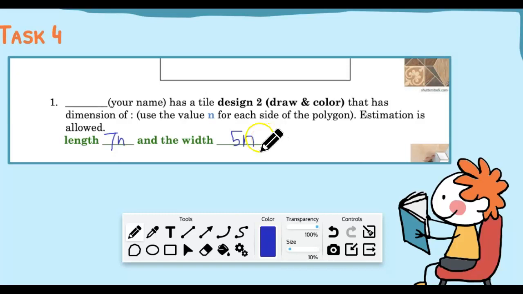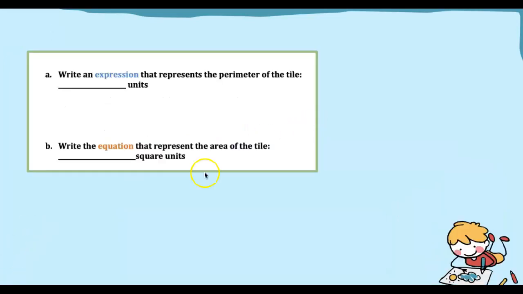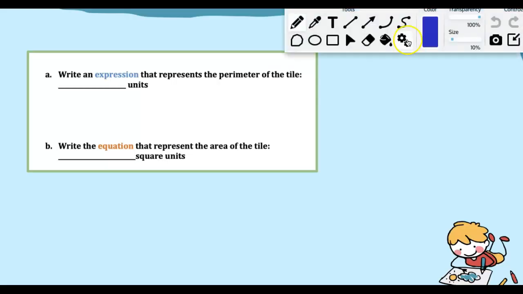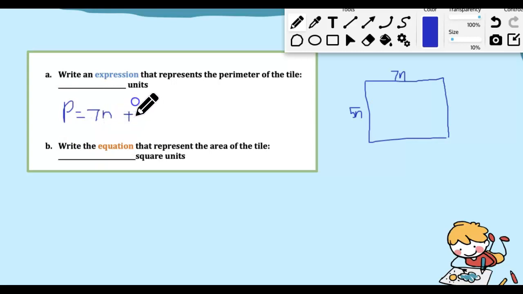Okay, let's look at question number 2. So in this case, we have a 7n and 5n, right? We created this before. I think that was in a previous example. So let's say that was 7n and that was 5n. Write an expression that represents the perimeter of the tile. We know that the perimeter is the sum of all the sides, right? So you could just say perimeter equals 7n plus 7n.